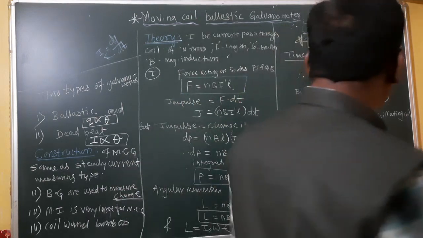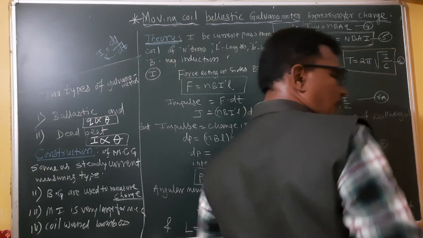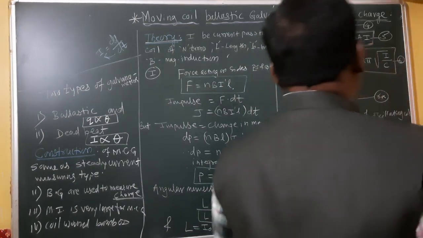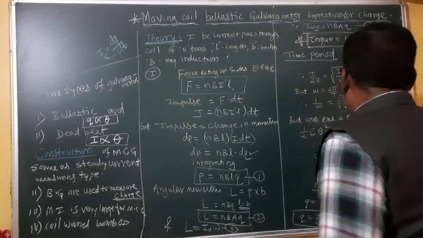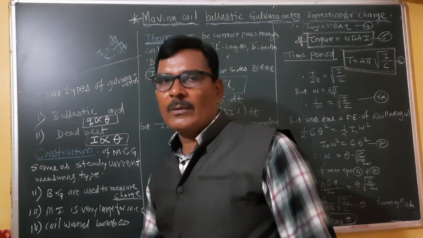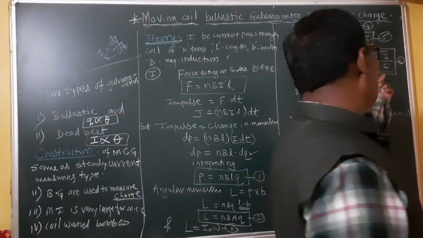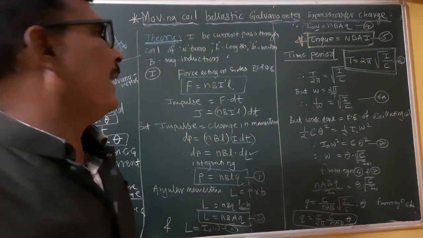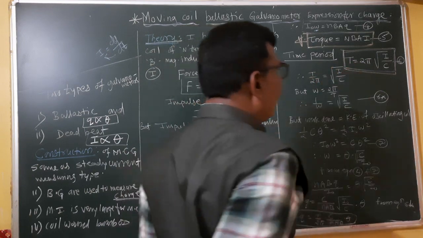The time period expression is also important. What is the time period for the coil acting in the magnetic field? What is the expression for time period? T is equal to 2 pi under root of I upon C, where I is the moment of inertia and C is the restoring torque constant. That is called C, and sometimes it is also called K. So T upon 2 pi is equal to under root of I by C.